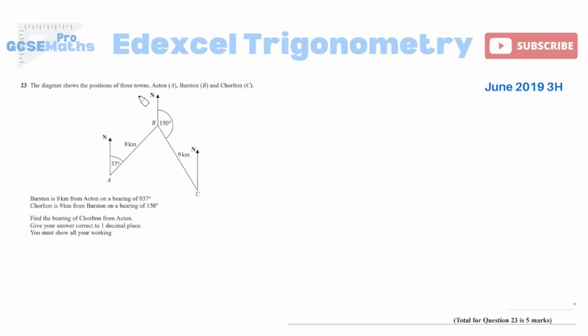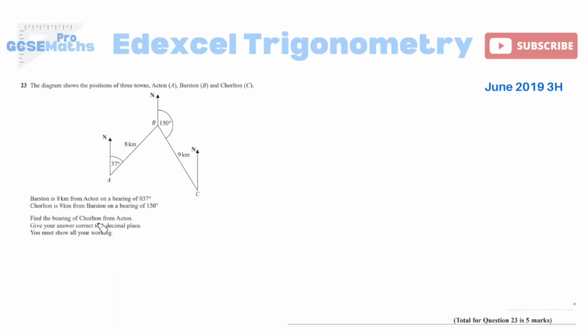So the diagram shows the positions of three towns, Acton A, Barston B, and Chorlton C, ABC. They've then given us this information that they've also obviously drawn on to the diagram. Barston is 8 kilometres from Acton on a bearing of 37 degrees, and Chorlton is 9 kilometres from Barston on a bearing of 150 degrees. Find the bearing of Chorlton from Acton to 1 decimal place.